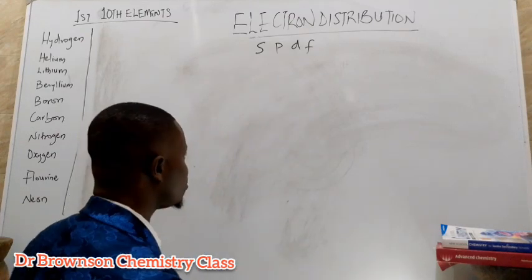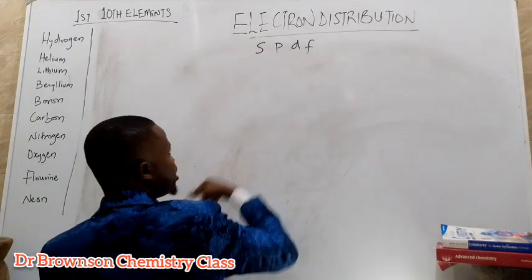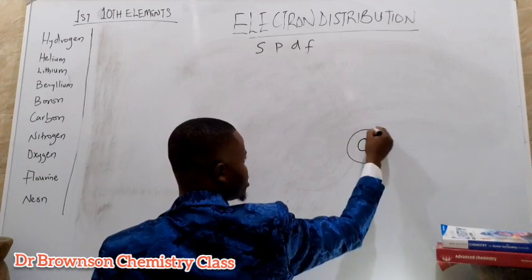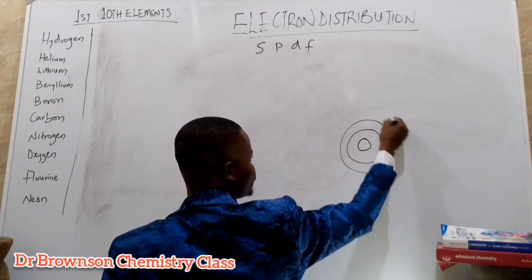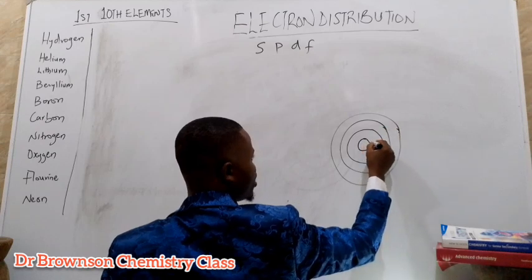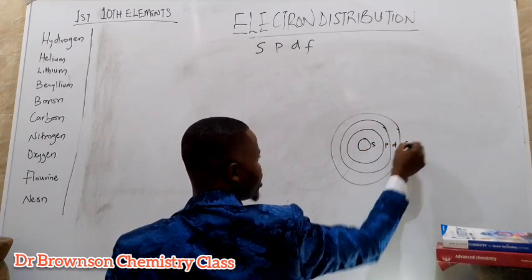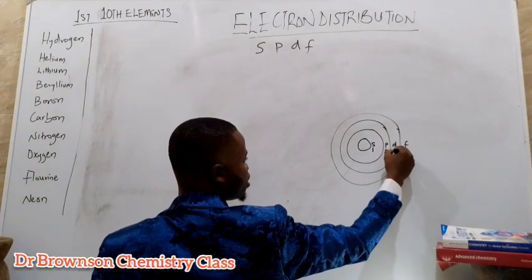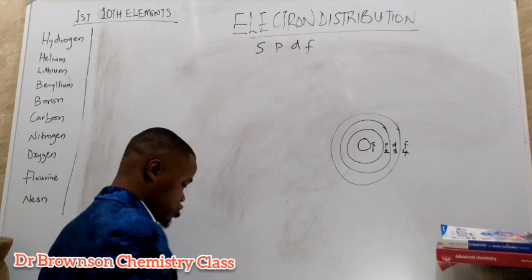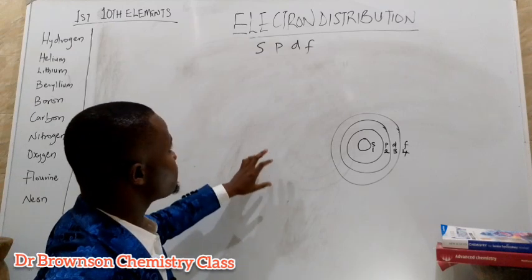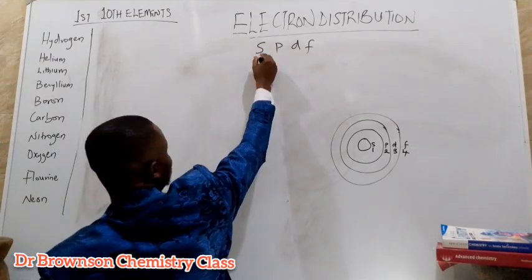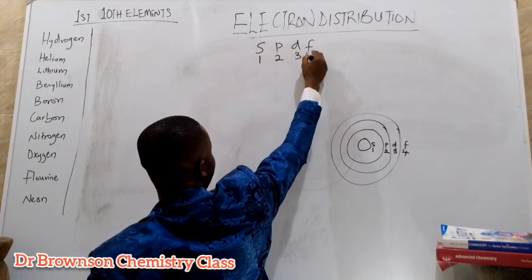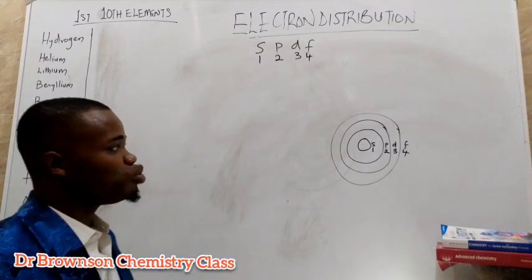So this is how it is being done. Let's say we have the SPDF. This is the structure. We have S, P, D, and F, and this is your first orbital, second orbital, third orbital, and the fourth orbital or shell. So your S is 1, your P is 2, your D is 3, your F is 4. And there's something you must note.